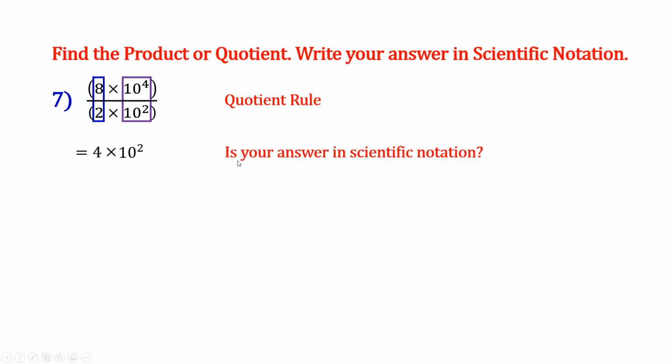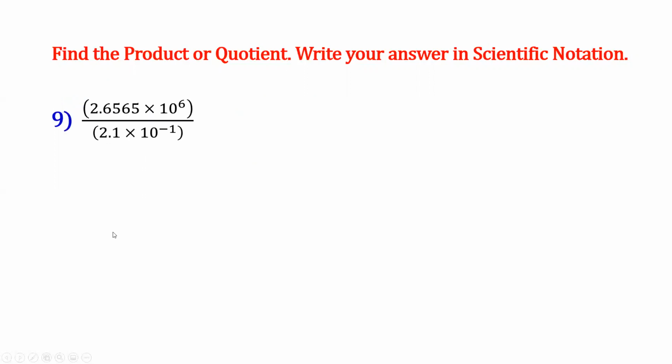And then once again, ask yourself the question, is my answer in scientific notation? Yes, 4 is between 1 and 10. So we can box the answer, and we're all done with number 7. Let's look at number 9 next. Same idea. I'm going to start by focusing on the numbers.